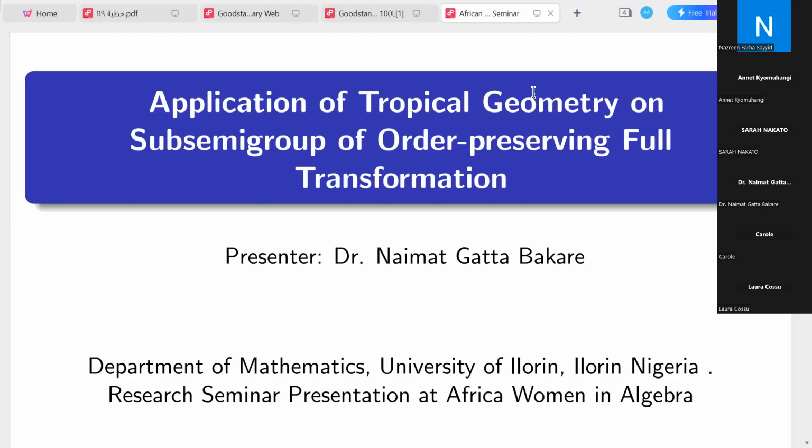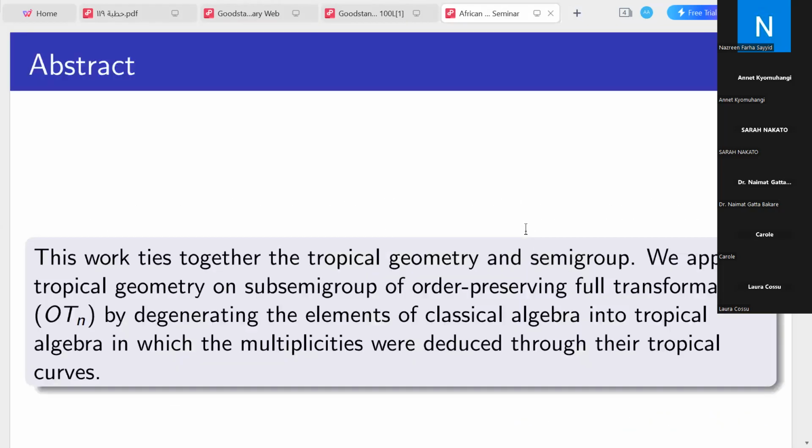I'm here today to speak on the topic: application of tropical geometry on subsemigroup of order preserving full transformation. So first, we look at the abstract. When we talk about the subsemigroup, what we are trying to talk about in this research is to look at the application of tropical geometry, to tie the tropical geometry and semigroup together.